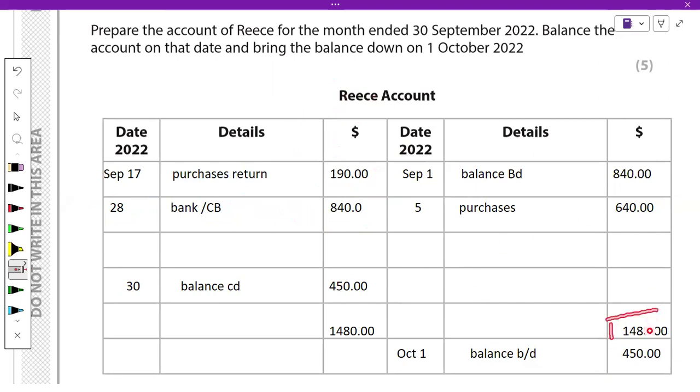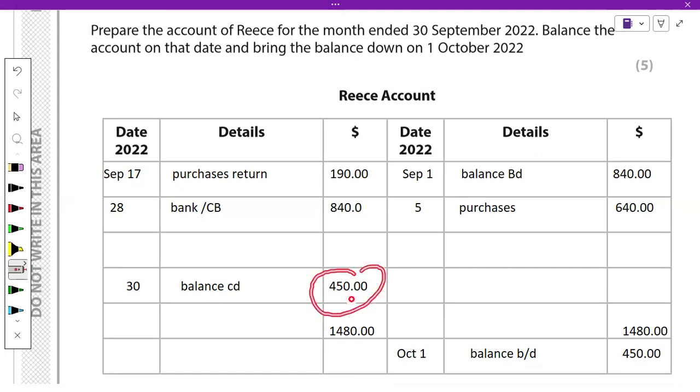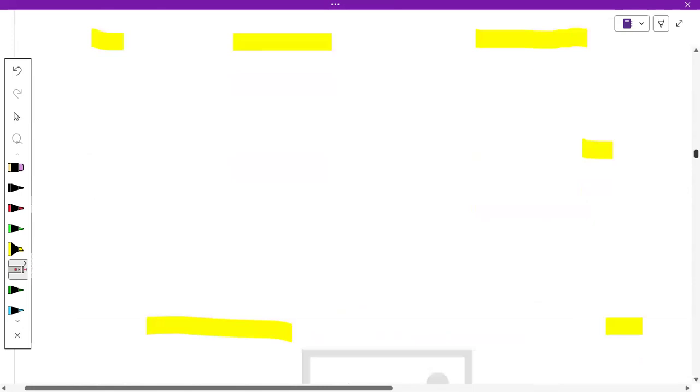So we balance it. 1480 and deduct 1480. Okay, so 1480 minus 190 minus 840. So you have 450 as a balance CD.